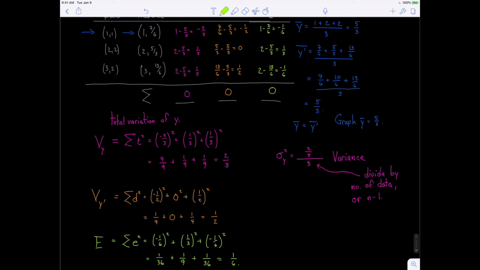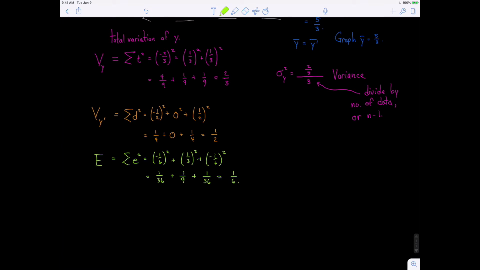Now, why did we do all this work? Let's put this together. Here's the question: how much of the variation in y is explained by the variation in x?